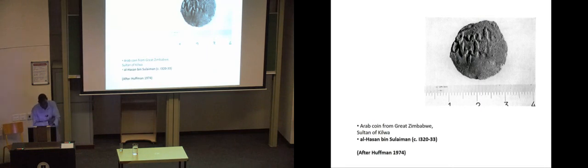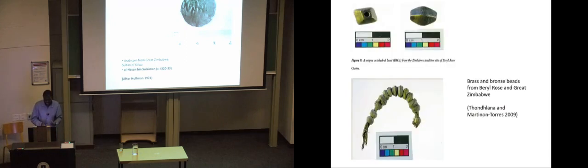Then one of the most important finds from Great Zimbabwe is this coin with Arabic inscription. According to the excavator Huffman, the inscription says Al-Hassan bin Suleiman, who ruled Kilwa between 1320 and 1333. So this is just a single coin. Did Great Zimbabwe have a coinage based on one coin? Most unlikely. So this perhaps was a lucky charm or something like that, which a trader brought. So that's the only one of its kind that is known.